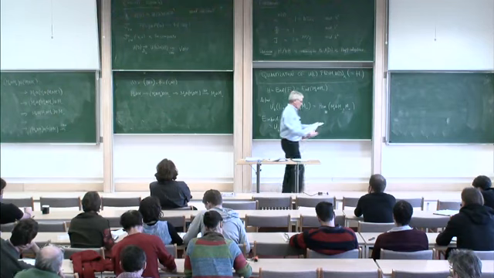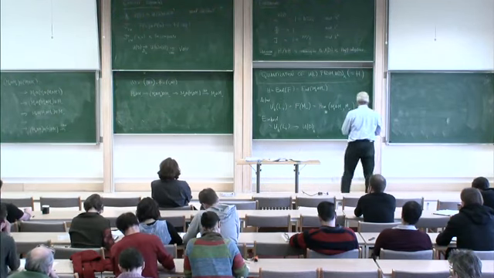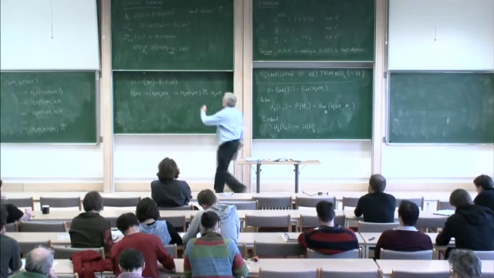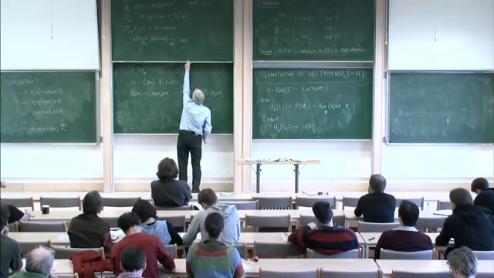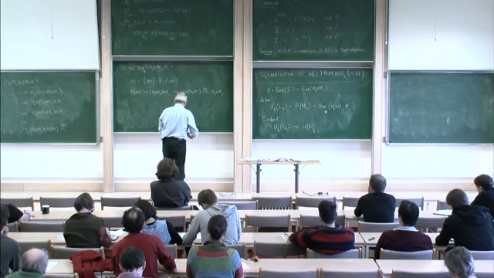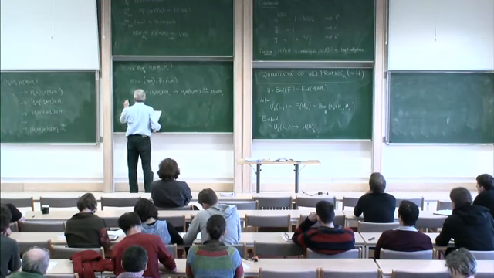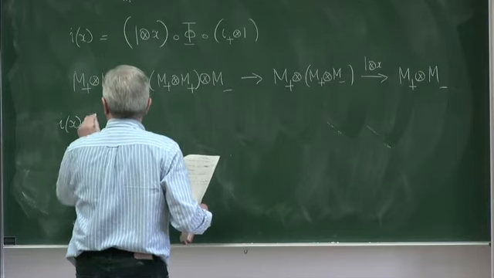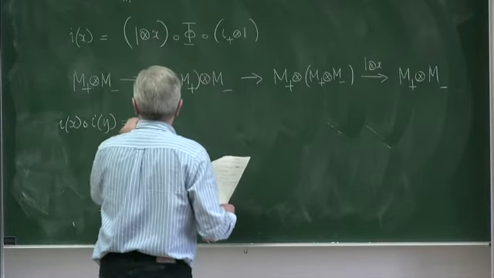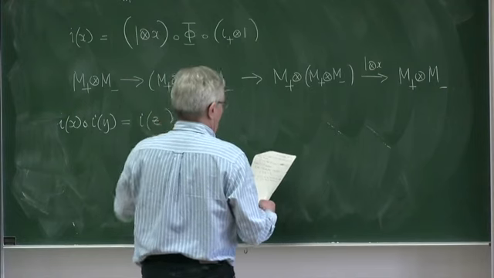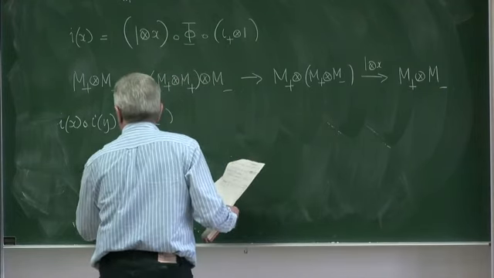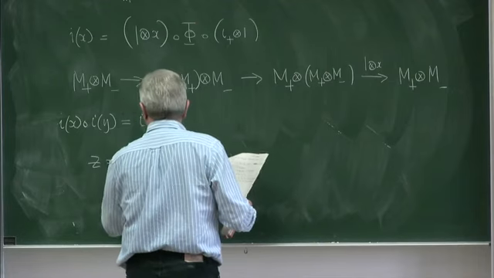And now you come up with the following rather nice formula. I of x composed with I of y is equal to I of z, where z is, well, I won't.